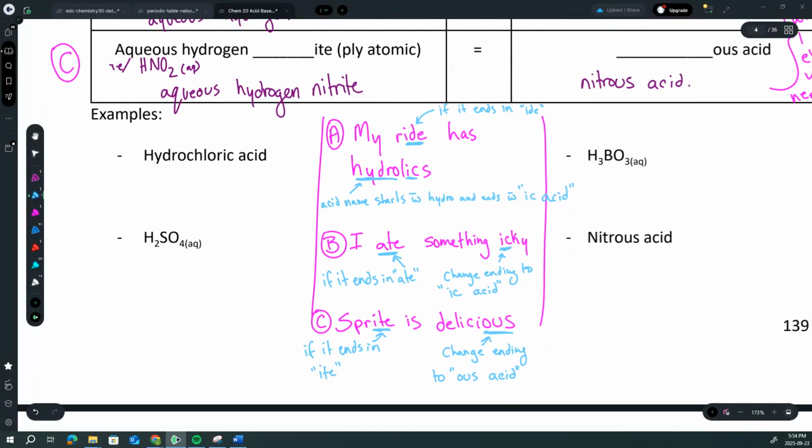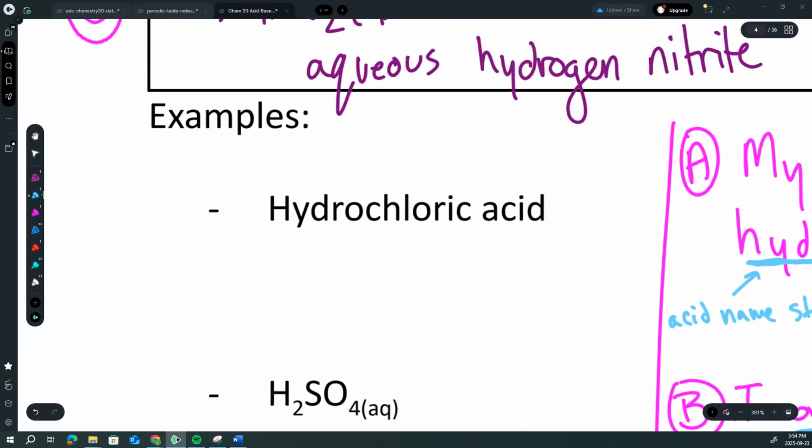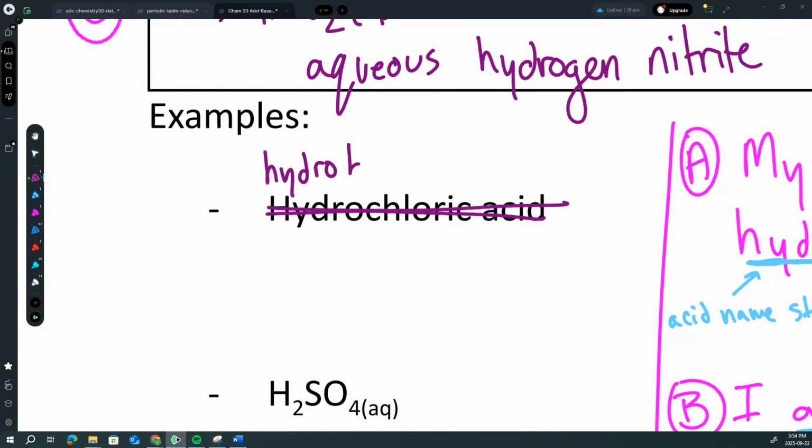So this is how you can memorize how to name acids using the classical naming system. Okay. So be aware that you're going to have to be able to convert from name to chemical formula and vice versa. With this one, we've already done hydrochloric acid, so let's just switch this up. Let's change this to hydrobromic acid.